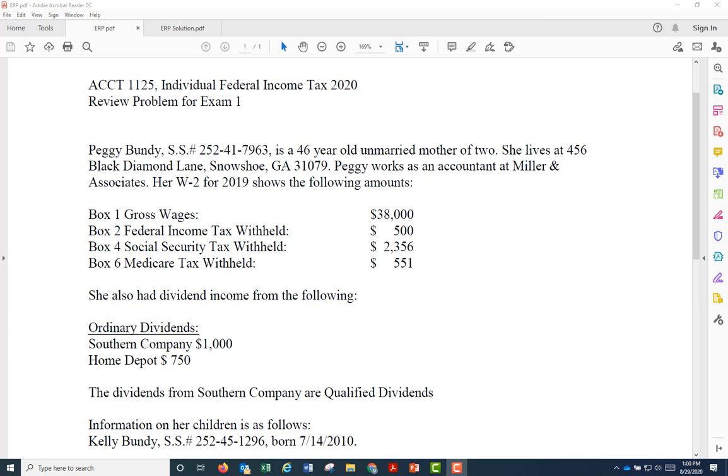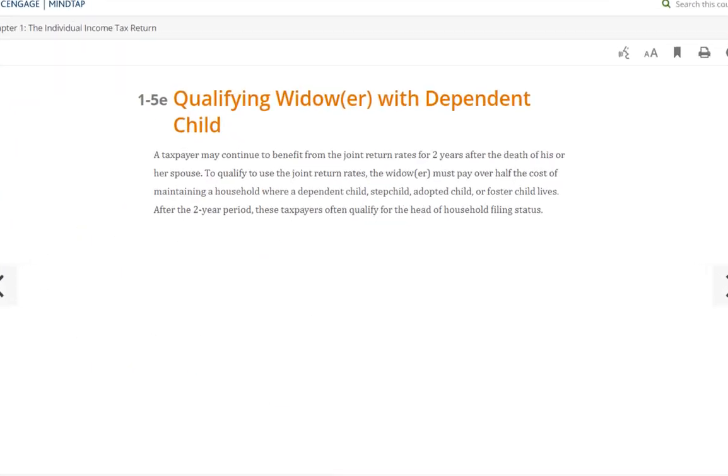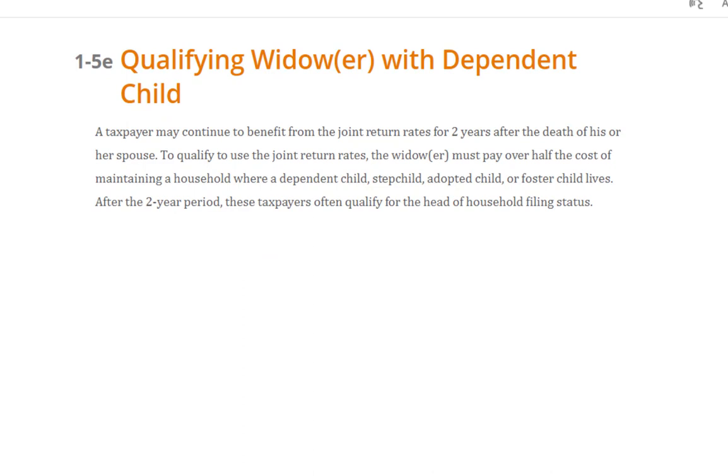I would tell you now that your exam will involve qualifying widow. So be sure you know the rules to qualify as a widow filing status. The information is shown for you here in your textbook. In the year of death of the spouse, the taxpayer files as married filing jointly, as if still married. Then it's the next 2 years after the year of death that the taxpayer may file as widow if qualified.